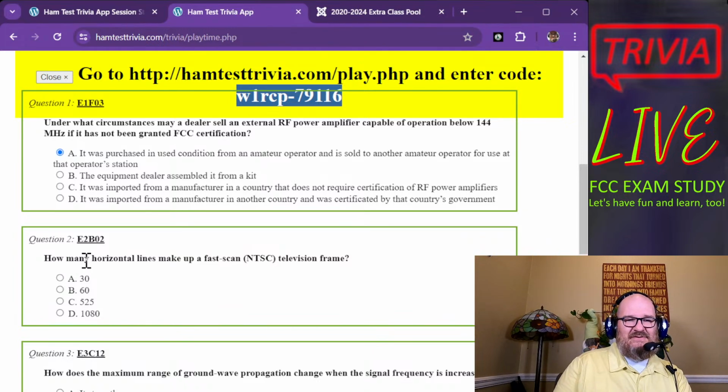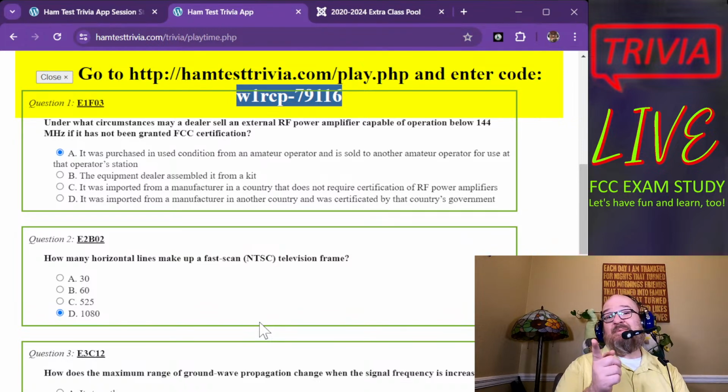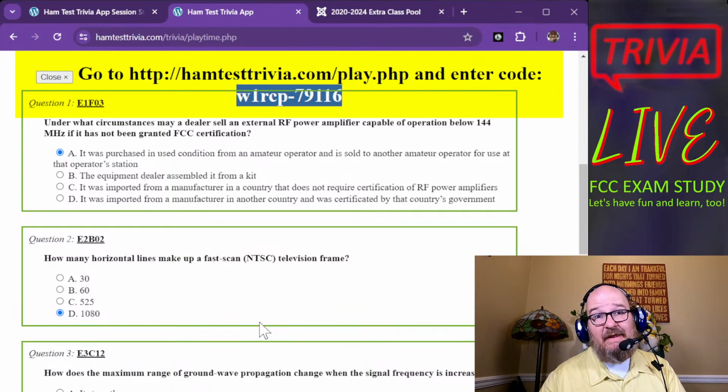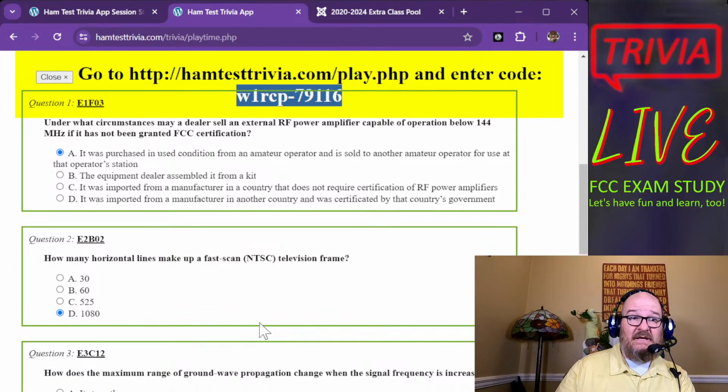How many horizontal lines make up a fast scan NTSC television frame? Horizontal lines for fast scan NTSC. Oop, I ain't studied that one in a while. It's going to be between, I'm going to guess, 525 or 1080. Here's why I'm choosing 1080. Because of 1080p, which is what this camera that I'm recording on is supposed to be. I'm going to say 1080.